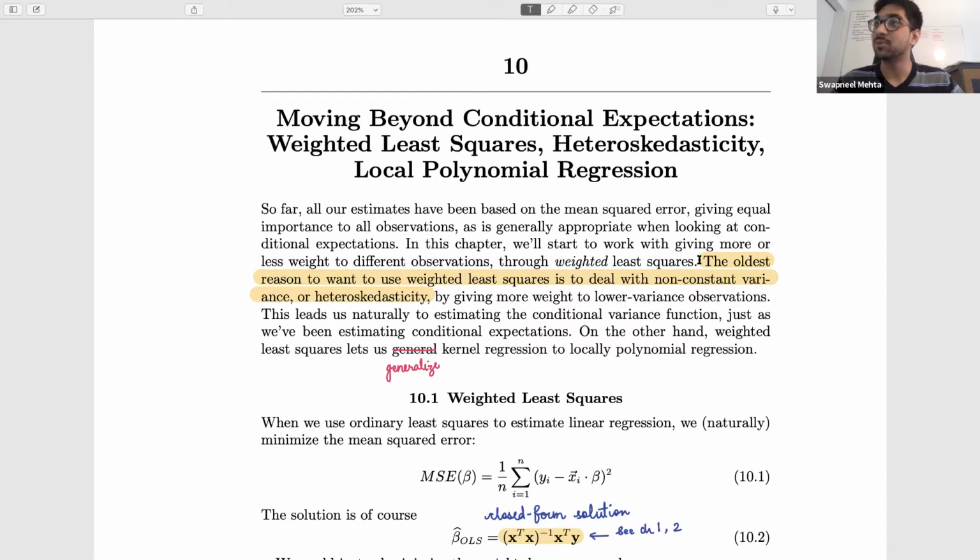So the oldest reason that we want to use weighted least squares is to deal with non-constant variance or heteroskedasticity. If you have noise with a varying variance, so your noise varies with your x, then you can't say all observations have equal weight, because some observations will have a lot of noise, and by definition you won't be able to predict very well there, just because your noise is very high. And other observations where you have lower noise, you want to learn more from those observations as opposed to the ones with higher noise. That is the general idea behind why we want to use weighted least squares versus ordinary least squares.